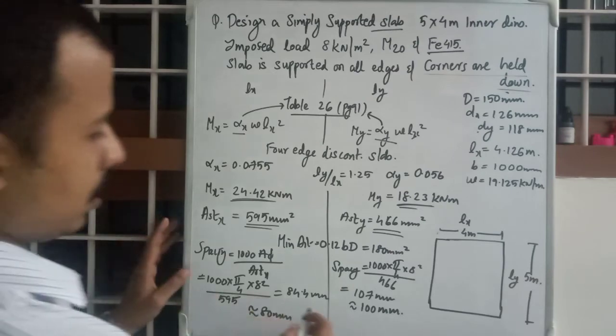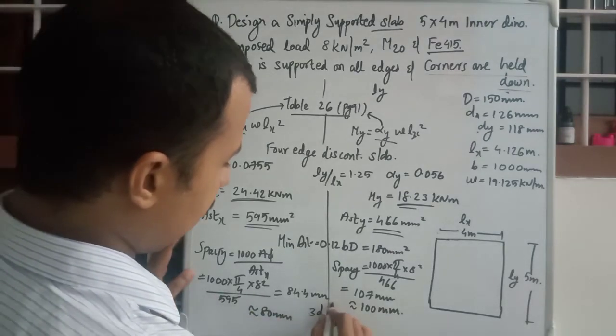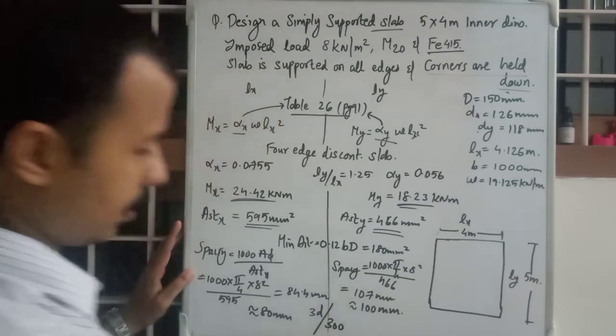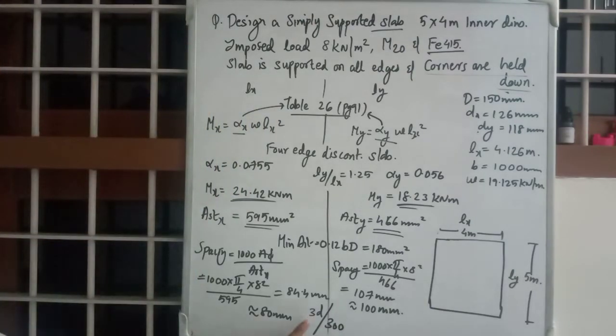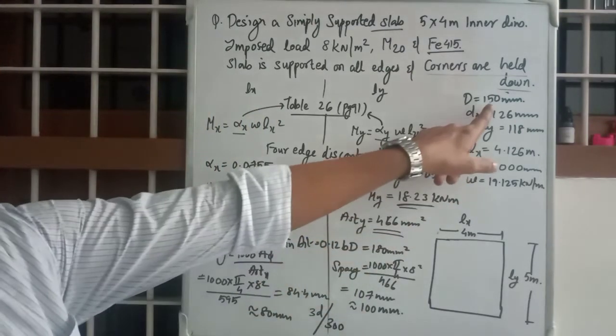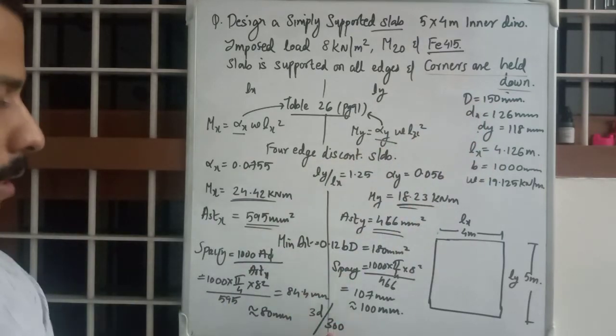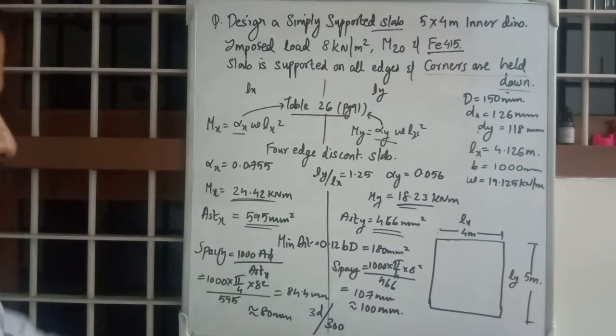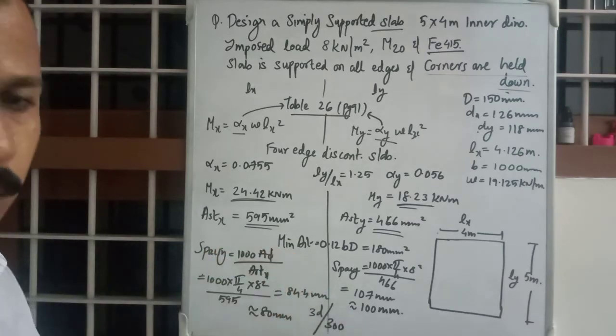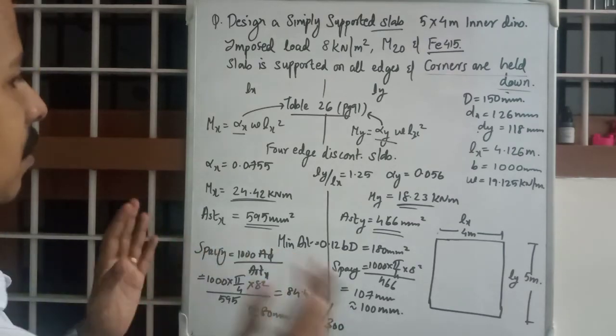Okay, now you should check these values with maximum spacing. Maximum spacing is 3D or 300. Right, so 3D will be in any way over 300. So these two values are lesser than the maximum values. Okay, so this will be safe. It should be written as a step, I am not writing it as a separate step.